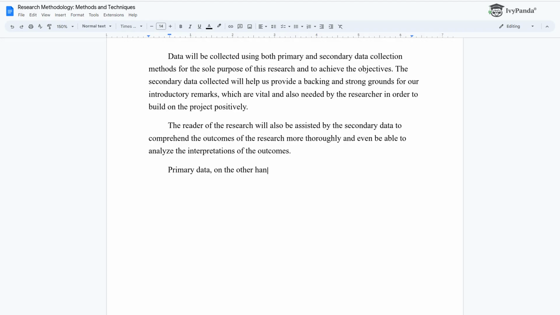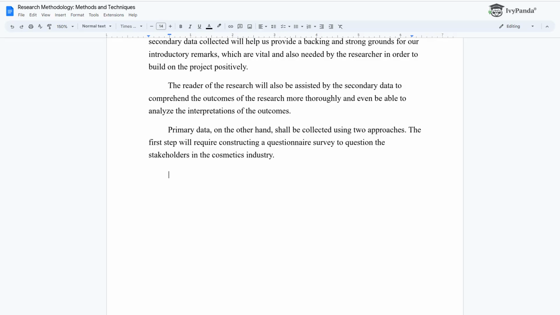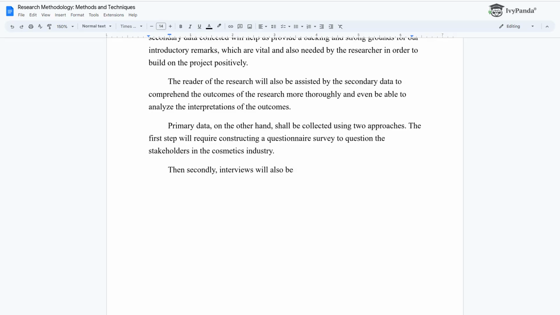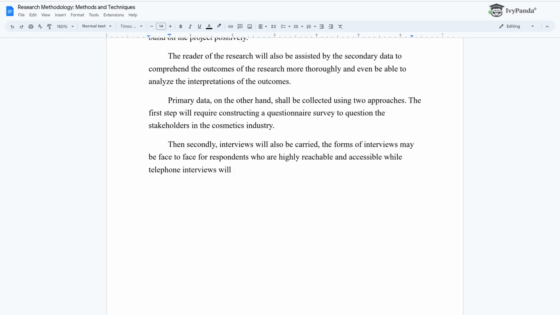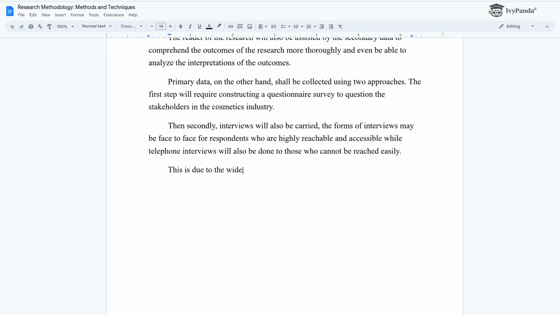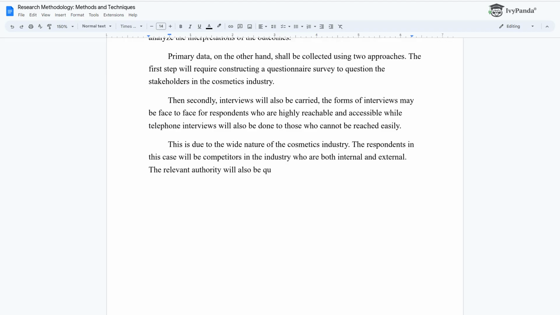Primary data, on the other hand, shall be collected using two approaches. The first step will require constructing a questionnaire survey to question the stakeholders in the cosmetics industry. Then secondly, interviews will also be carried out. The forms of interviews may be face-to-face for respondents who are highly reachable and accessible, while telephone interviews will also be done to those who cannot be reached easily. This is due to the wide nature of the cosmetics industry. The respondents in this case will be competitors in the industry who are both internal and external. The relevant authority will also be questioned and interviewed.